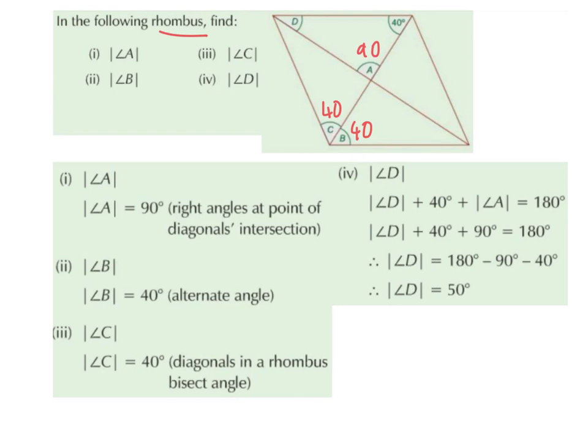Then we want to find angle D. So this is angle D here. Well, we know that angle D and 90 and 40 all form a triangle. And we know that the angles in a triangle add up to 180 degrees. So angle D plus 40 degrees plus angle A, which is 90 degrees, equal 180. So angle D plus 40 degrees plus 90 degrees equals 180. So angle D is going to be 180 minus 90 minus 40, which will leave us with 50 degrees. So angle D is going to be 50 degrees.